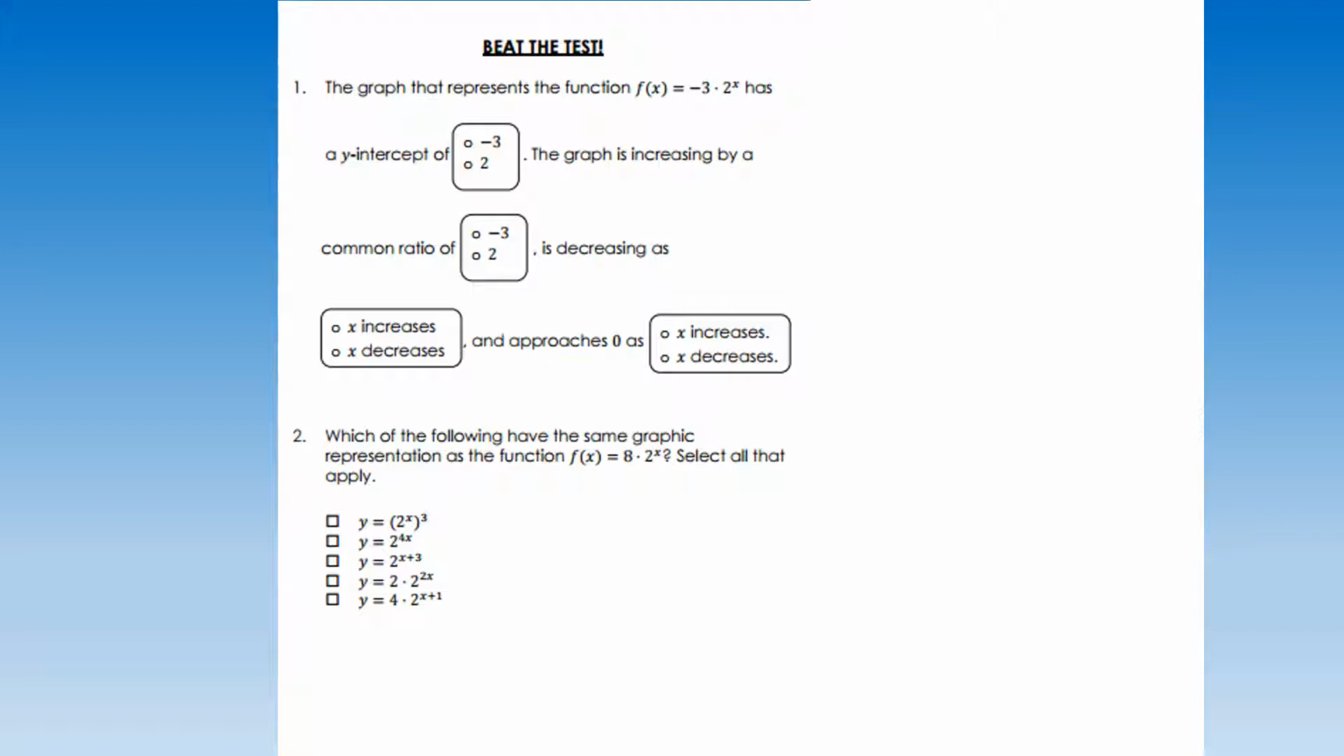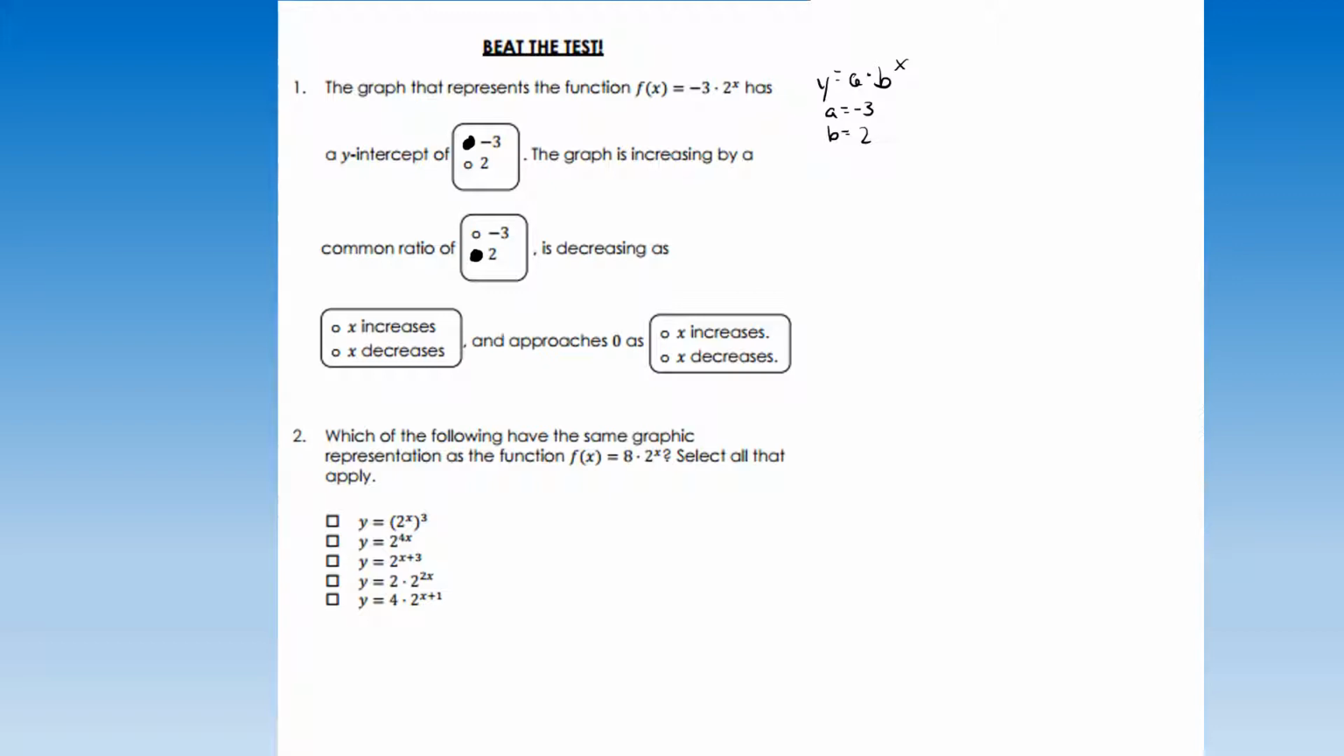All right, so the graph that represents the function f of x equals -3 times 2 to the x, well, that's written in y equals a times b to the x power. So a in this case is -3 and b is 2. Remember, a is my y-intercept. So this function has a y-intercept of -3. And the graph is changing by a common ratio, that's the b term, so the common ratio is 2.